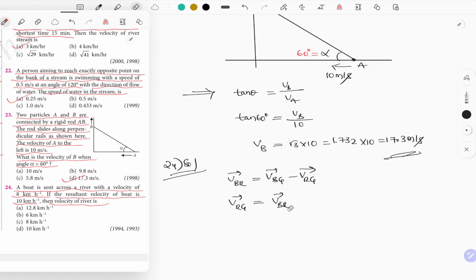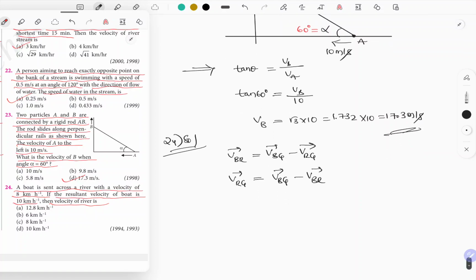So velocity of the river with respect to ground is equal to velocity of the boat with respect to ground minus velocity of boat with respect to river. They are asking velocity of the river with respect to ground. Okay, so if you want to find out magnitude, VRG square is equal to VBG square minus VBR square.